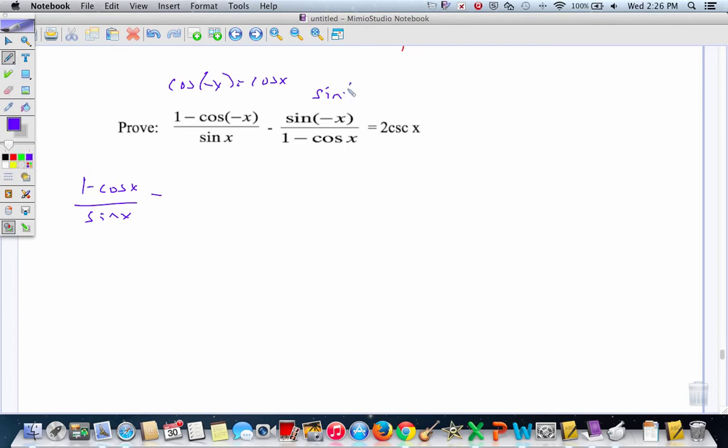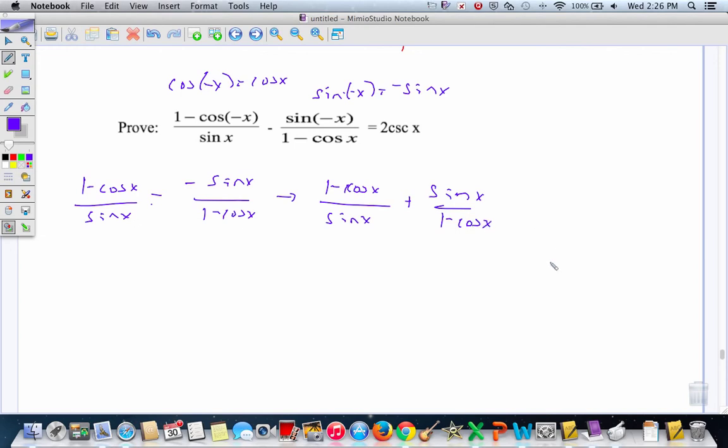Sine of negative x, oops, let's try that again. Sine of negative x from our identity sheet equals negative sine of x. I'm going to make that replacement: negative sine of x over 1 minus cosine. And now you notice we have back-to-back minus signs here. It's always easier, I think, when we have fewer operations to deal with, fewer signs to keep track of. So minus and negative will make that a plus sine over 1 minus cosine. Okay, so 2 quick steps to simplify that: our opposite angles. From here, we'll go to a common denominator.